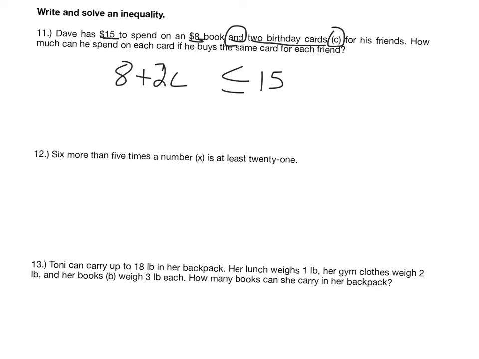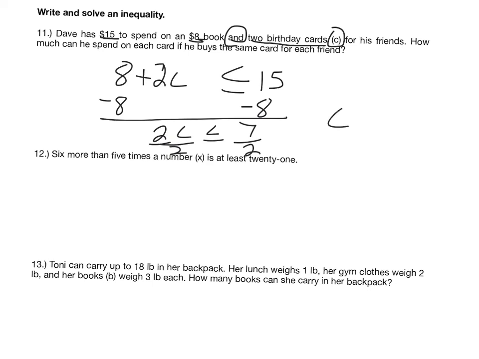Now you have to solve these two. So how would you solve it? You'd subtract 8 on both sides, right? And you'd be left with 2C is less than or equal to 7, right? And then you would divide both sides by 2. And here we would not want to leave it as a fraction, right? So you'll have calculators if you need it, or this one's pretty easy to divide without a calculator, but we'd have to change it to a decimal because we're dealing with money here, and that would be 3.5 or $3.50 is the most that he could spend on each card.